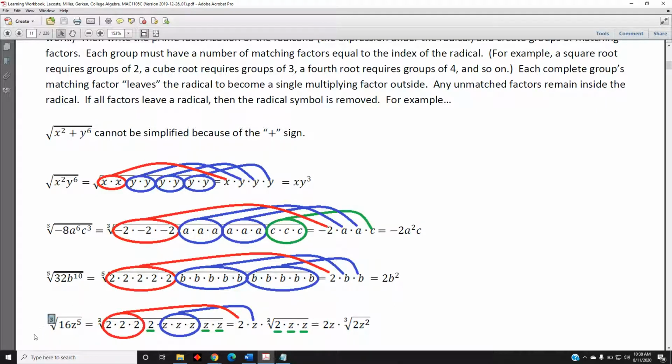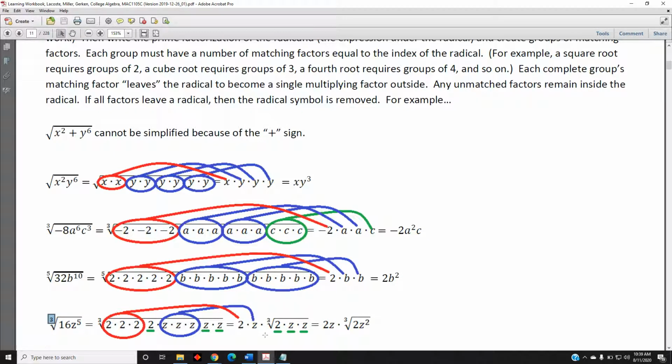The cube root of 16z to the fifth. 16 is 2 times 2 times 2 times 2. Z to the fifth is z times z times z times z times z. And because this is a cube root, we need groups of 3. Well, we have 3 2's with 1 left over, and we have 3 z's with 2 left over.